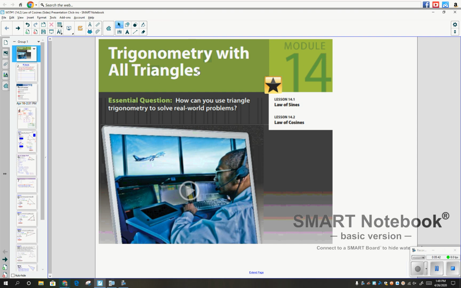Again, trigonometry for all triangles. Looking at module 14, today we're going to focus on law of cosines. Task number 1, today's task is going to focus on finding a missing side measure using the law of cosines. In task number 2, we'll talk about finding the angle measure using law of cosines.